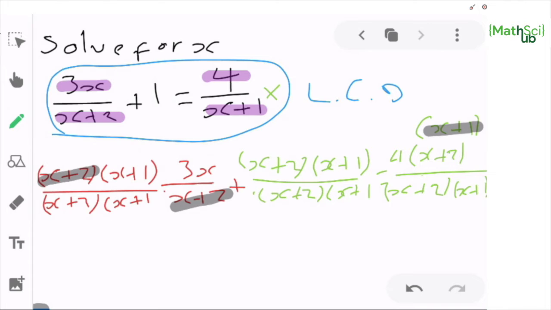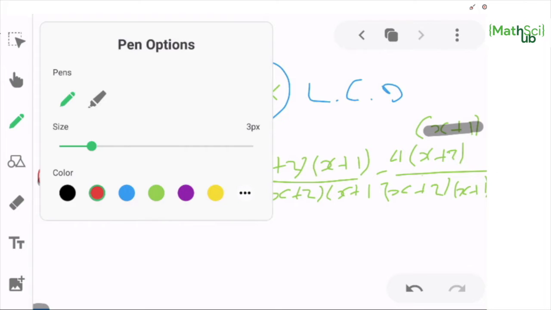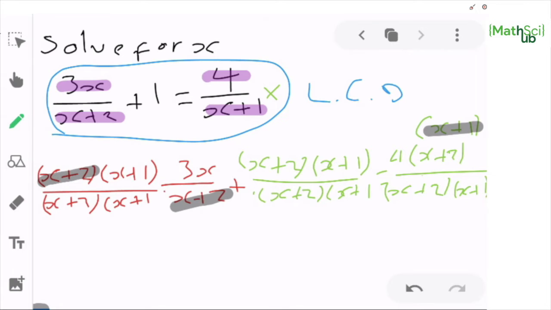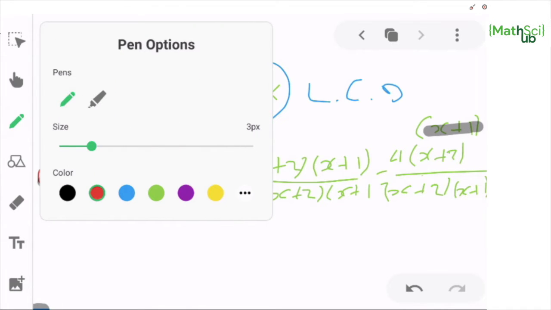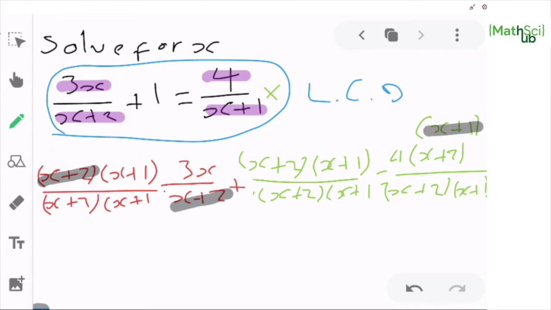Meaning now we are left with, now can you see, we have the same LCD, we have the same denominator, right? So your denominator is made up of x plus 2, bracket x plus 1, same as this side. So meaning, since we managed to get our denominators to be the same, we can drop the denominator, right?